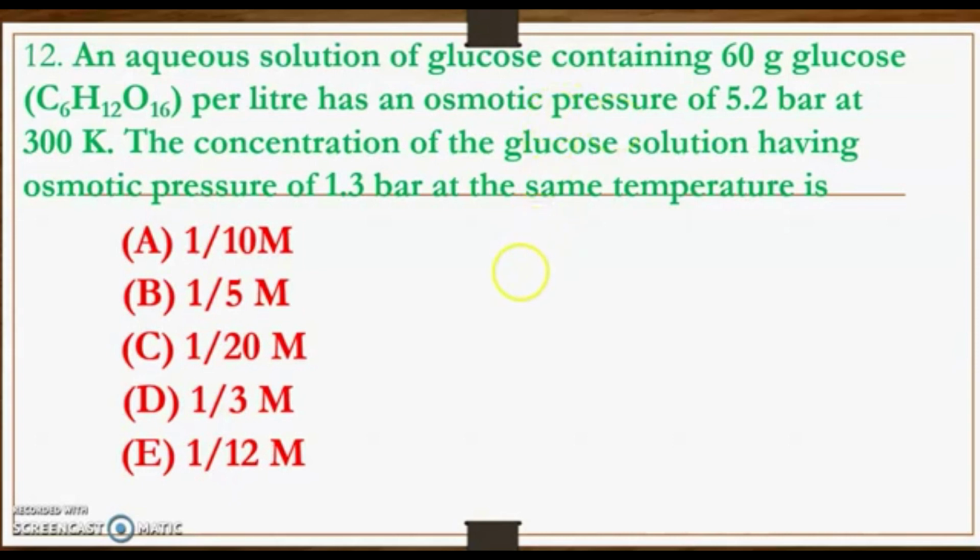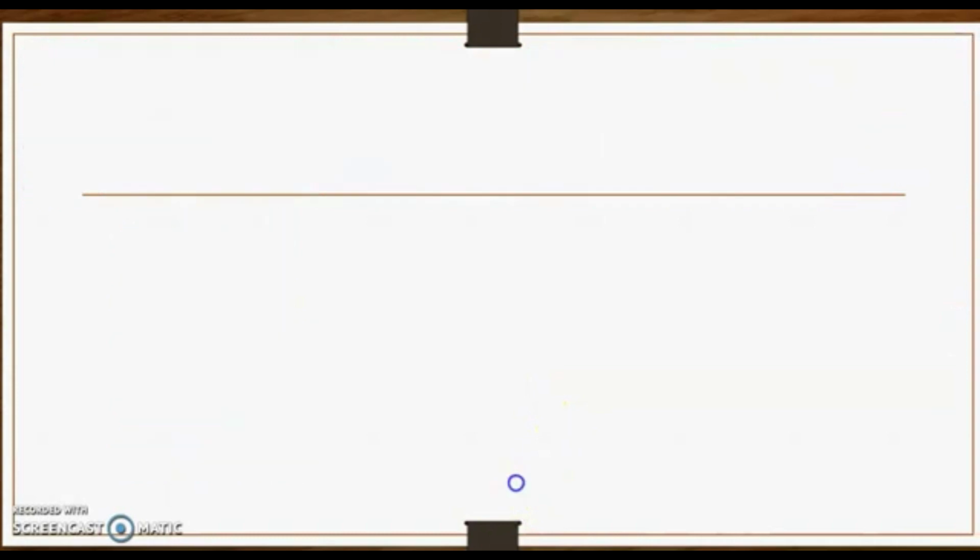So here osmotic pressure is defined as the minimum pressure that must be applied on the solution side to prevent the entry of the solvent into the solution. This minimum pressure applied on the solution side is given by the equation pi is equal to CRT, where pi is the osmotic pressure and C is the concentration. As indicated earlier, concentration is equal to number of moles by volume, n by V. Okay, let us go for the answer.